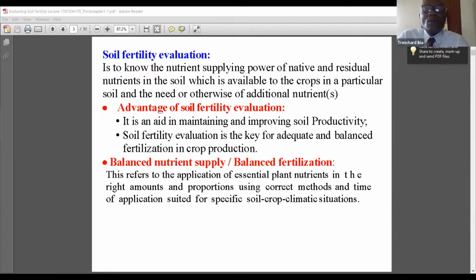In other words, in soil fertility evaluation, we have to aim at balanced nutrition for the crop. We have to aim at balanced fertilization so that whatsoever we apply from external will not overwhelm the crop, will not overwhelm the soil. Next slide, please.